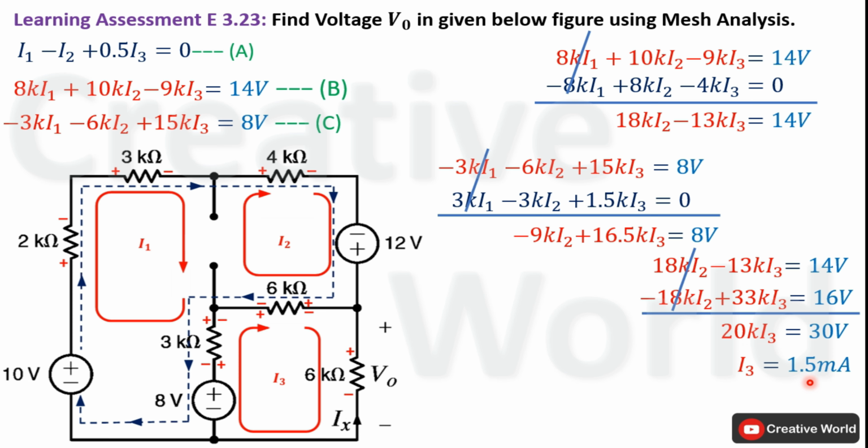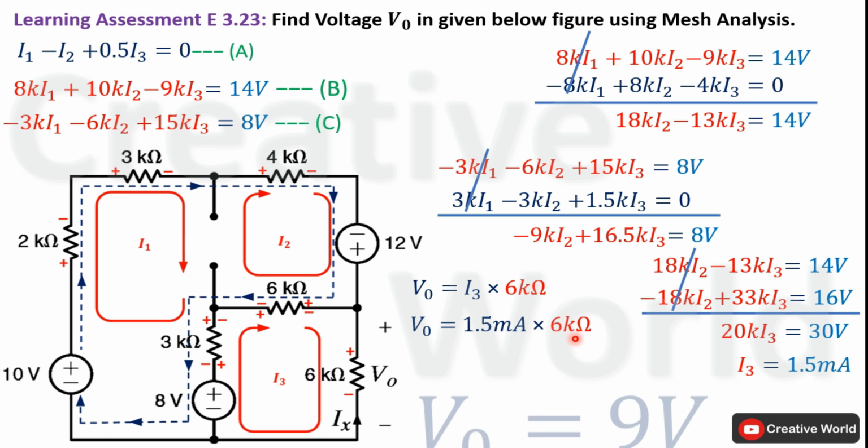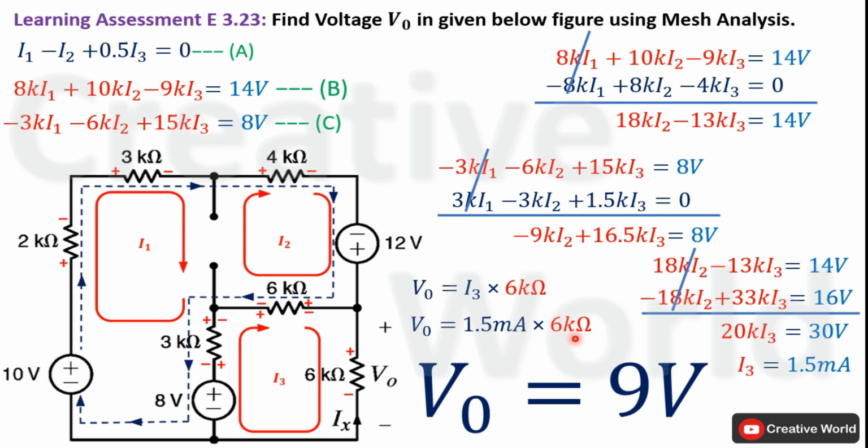After calculating the value of current I3, we are able to calculate voltage across this 6 kilo ohm resistance that is labeled as V0, and this voltage will be equal to I3 multiplied by 6 kilo ohm. Replace current I3 with its value. V0 will be equal to 1.5 milliampere multiplied by 6 kilo ohm. That will result in 9 volt. So the value of voltage across this 6 kilo ohm resistance inside this network is 9 volt.